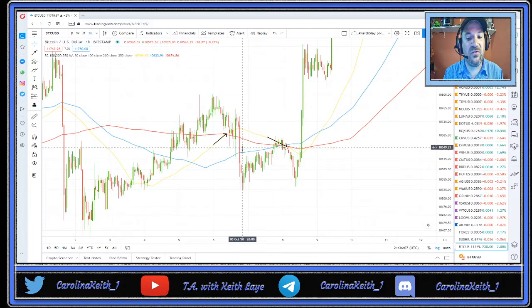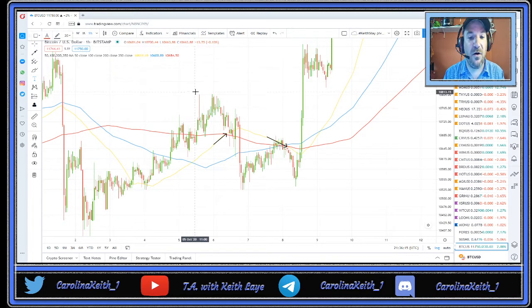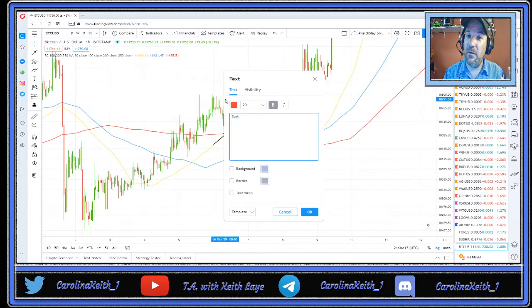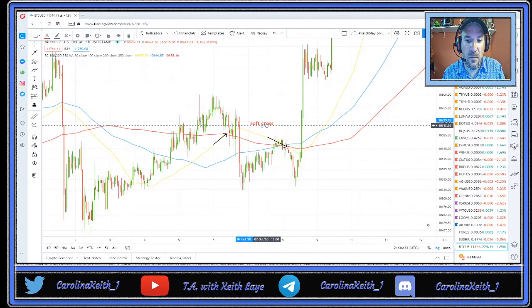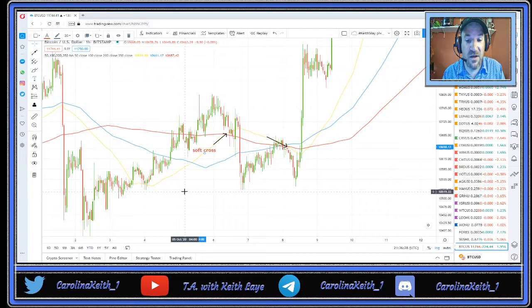The price fell dramatically. Okay, that should have been a buy sign, but it wasn't. So that's called a soft cross. And what is a soft cross? A soft cross is when the price doesn't react upward on a golden cross. Right here. So this line, which was nice, became a soft cross.